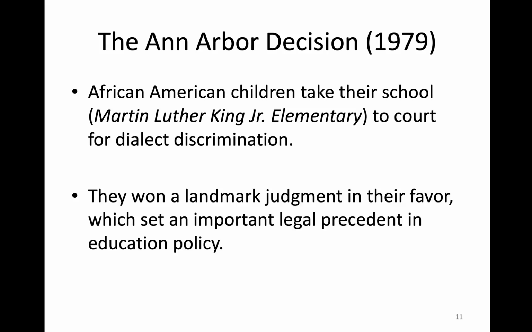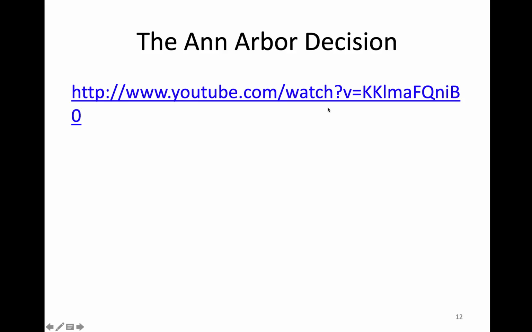So next, flash forward to 1979 and the Ann Arbor Decision. This is an event in which African American children take their school to court for dialect discrimination. Ironically, the name of the school was the Martin Luther King Jr. Elementary School. And they ended up winning a landmark judgment in their favor, which set an important legal precedent in education policy. There's a short video here that I will show discussing this.